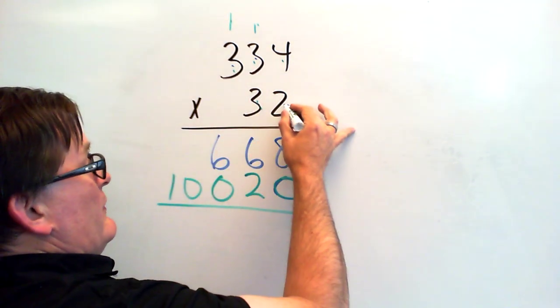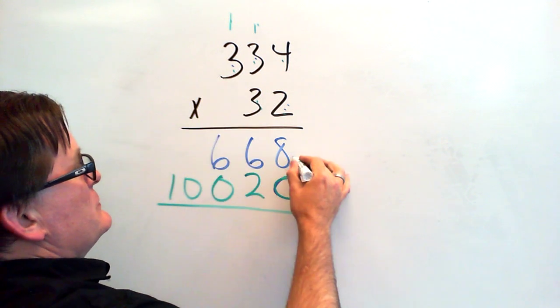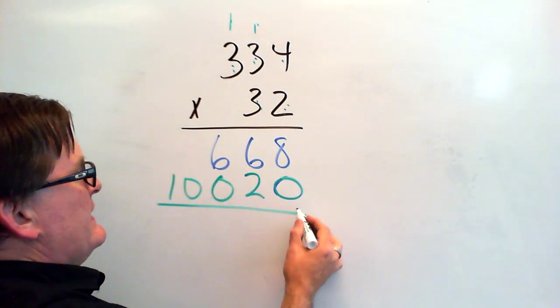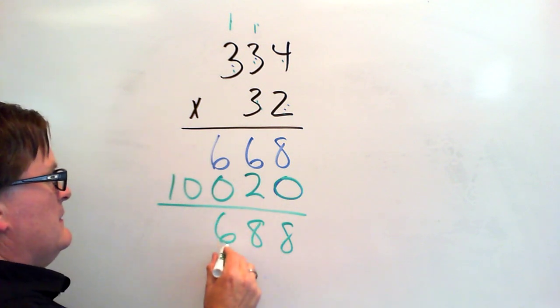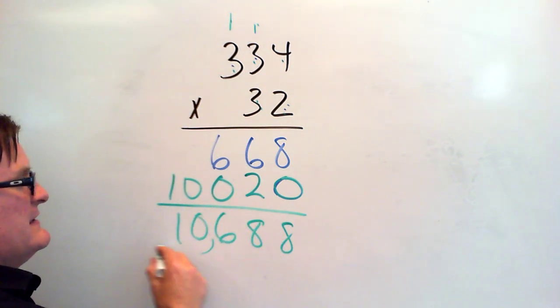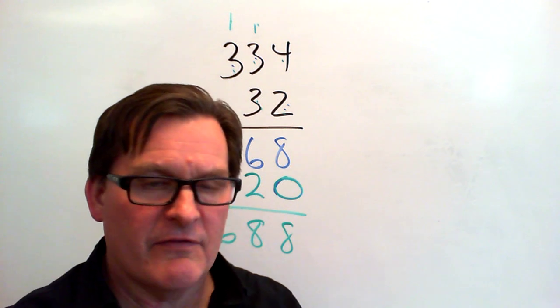Now, we multiplied by 2 to get this first group. We multiplied by 30 to get the second group. Now we just sum those two products, and we get 10,668 as our final answer.